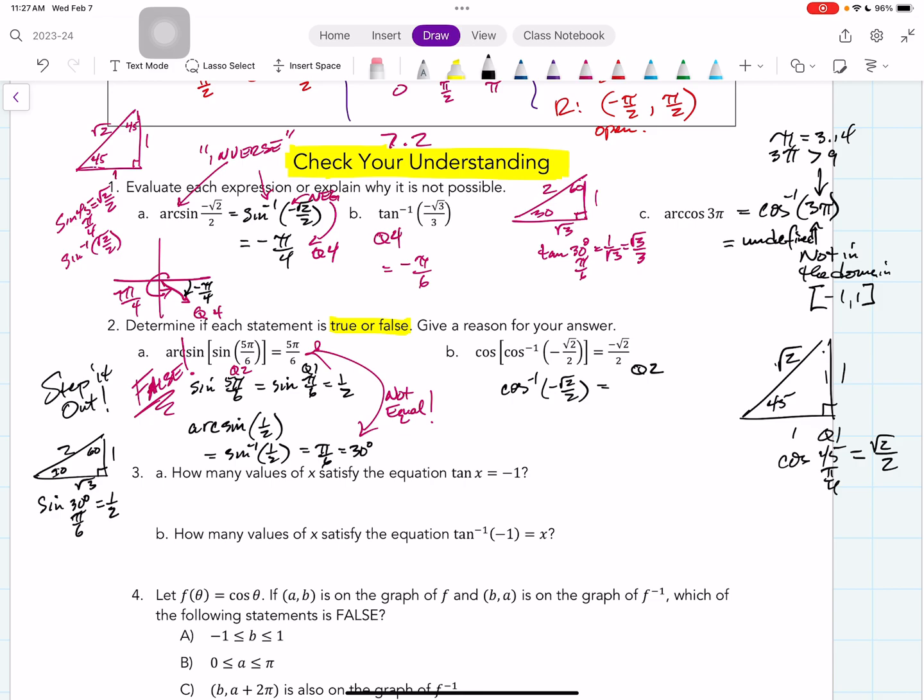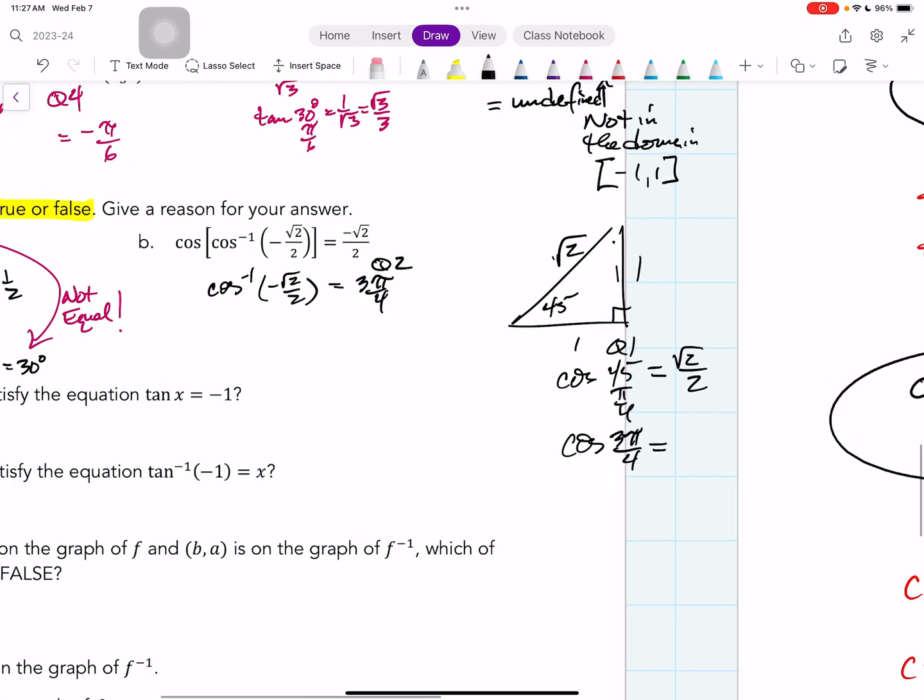This is not quadrant 1, it's quadrant 2. So what angle in quadrant 2 has a reference angle of pi fourths? Well, guess what? That is 3 pi fourths. So this is 3 pi fourths. Okay, so the cosine of 3 pi fourths here is equal to negative cosine of its reference angle, which is negative rad 2 over 2. Okay, we already know that.